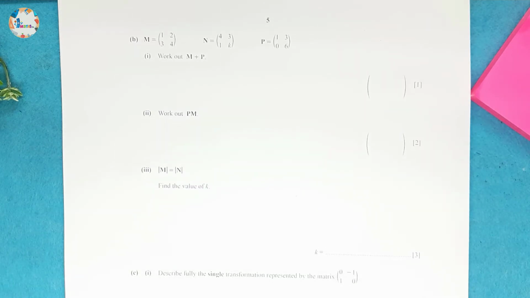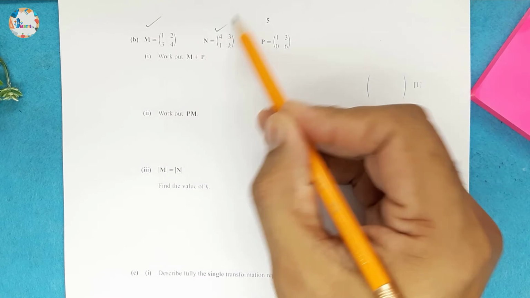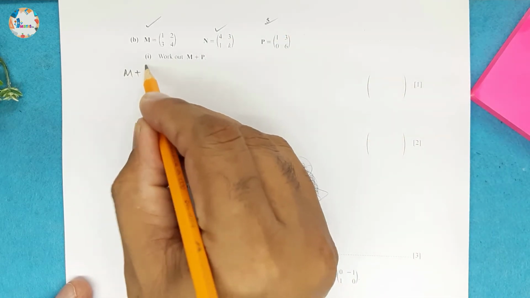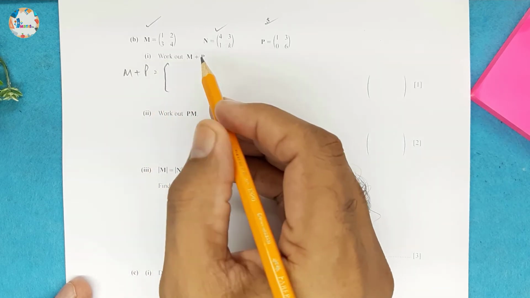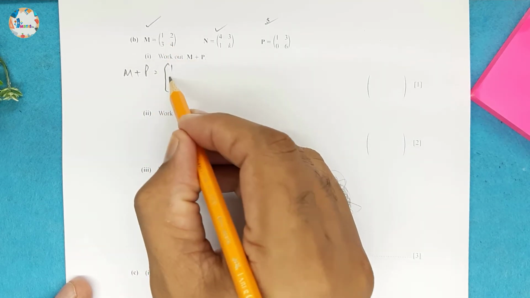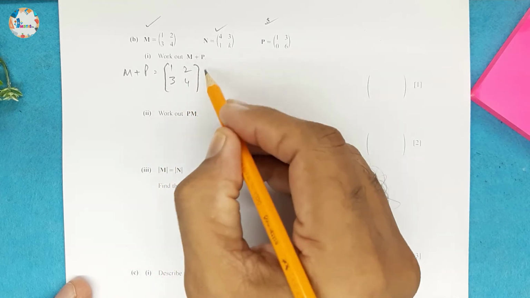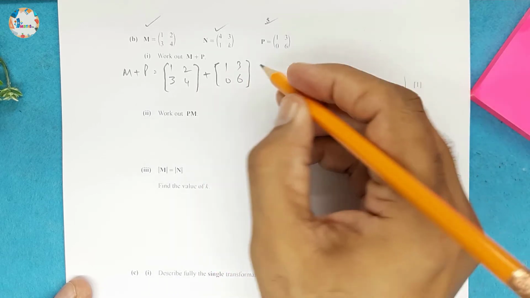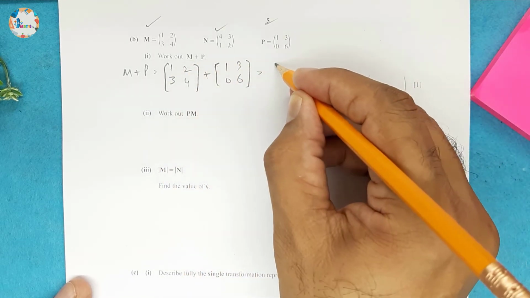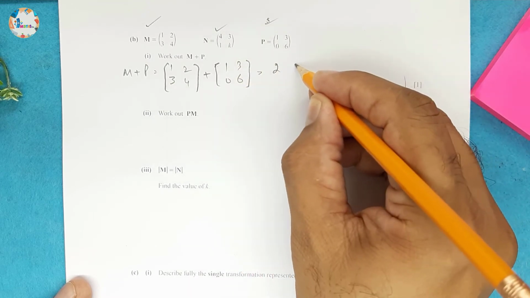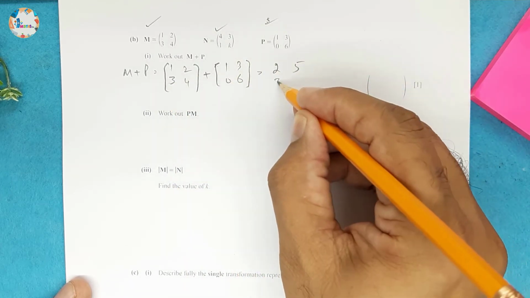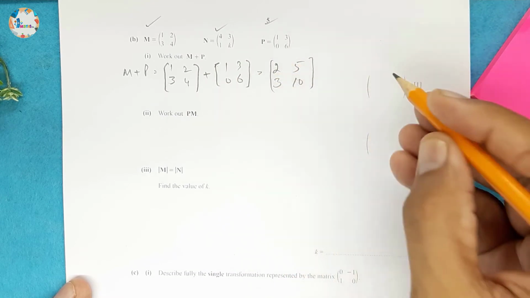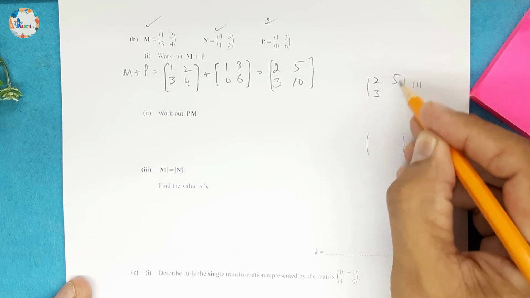Matrices question: M is provided, N is provided, P is also given. These three matrices. Work out M plus P. So M plus P we can write like this one. M is 1 3 2 4 and plus P is 1 0 3 6, and we can add them. 1 plus 1 will be 2, 2 plus 3 will be 5, 3 plus 0 will be 3, and 4 plus 6 will be 10. So this will be our answer: 2 3 5 and 10.